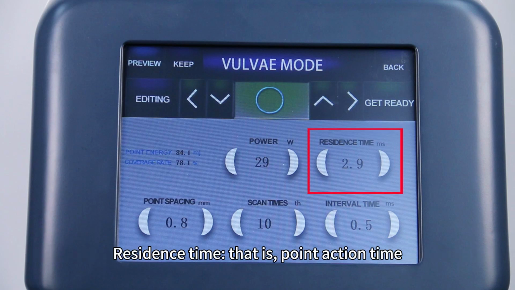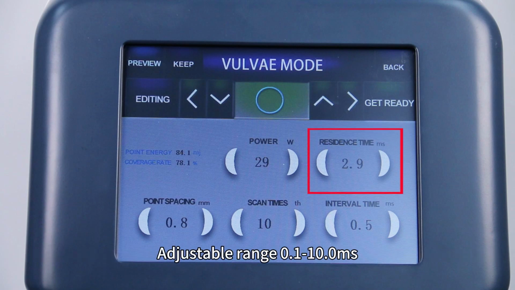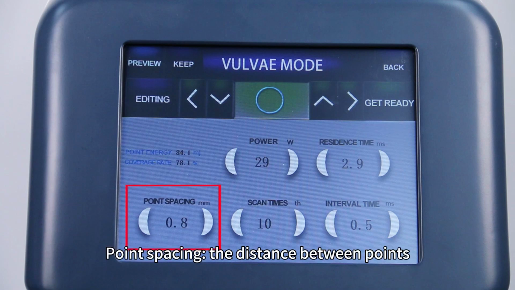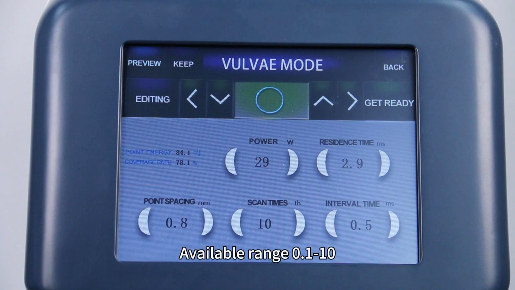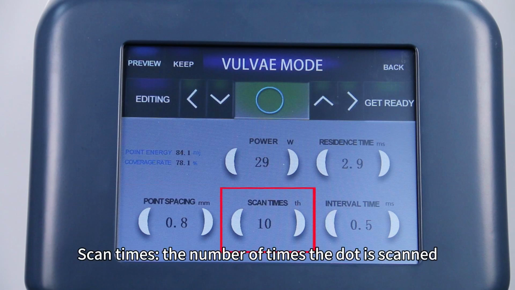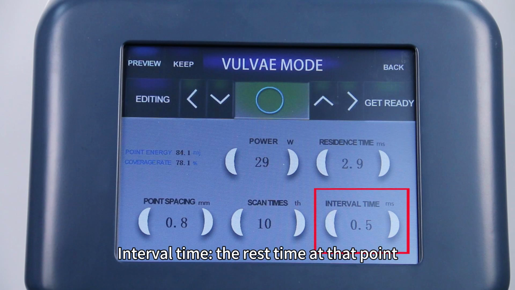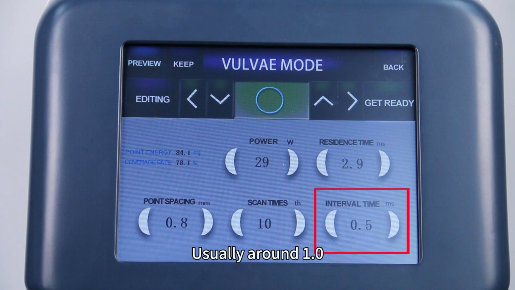Residence time is the point action time. Adjustable range 0.1 to 10.0 milliseconds, usually around 1.0. Point spacing is the distance between points. Available range 0.1 to 10. Scan times is the number of times the dot is scanned. Range 1 to 20 times, usually choose 1. Interval time is the rest time at that point. Left or right for resizing. Adjustable range 0.5 to 50 milliseconds, usually around 1.0.